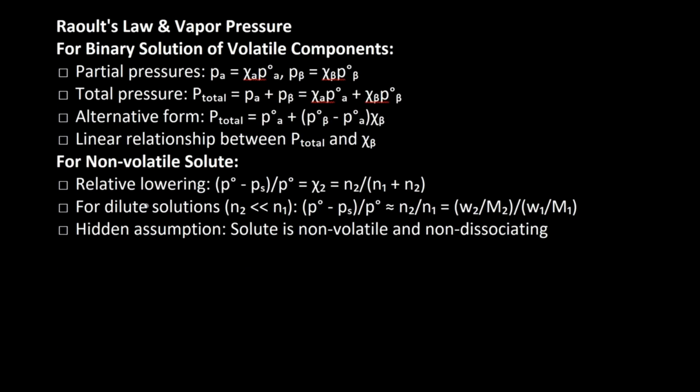Then Raoult's law. For a binary solution of volatile components, you have the formula of partial pressures, and the sum of the partial pressures will give you the total pressure, right? And these formulas are important.